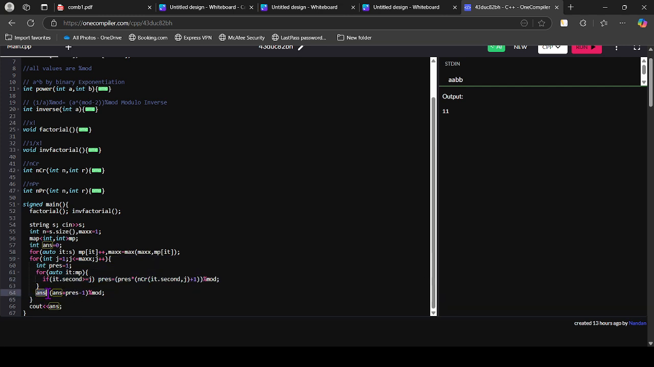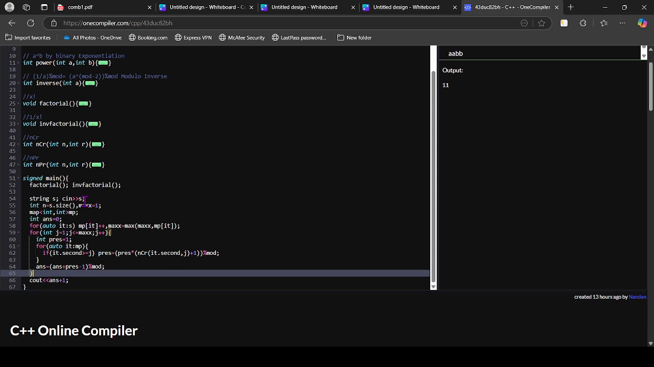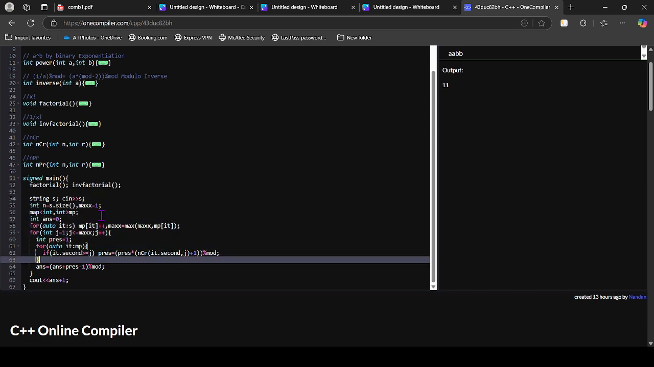And finally answer is equal to answer plus present minus 1, because we are ignoring the empty subsequence we found. So answer is equal to answer plus present minus 1 mod. So we can get all the subsequences with the given condition, and finally we can return answer plus 1, because we forgot the case where it is an empty string, empty subsequence. So in this way we can use combinatorics and find the answer.